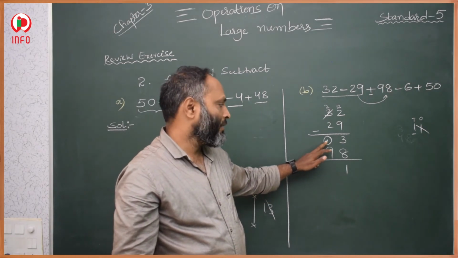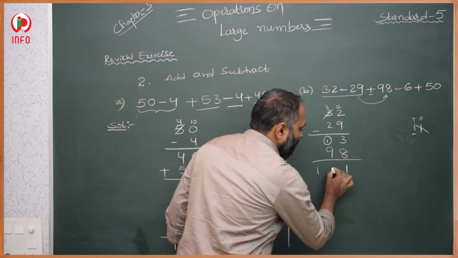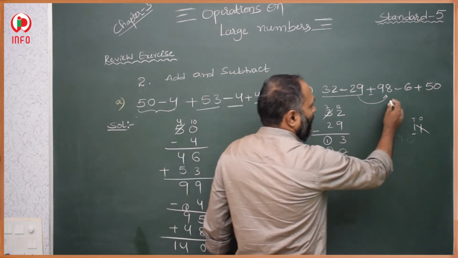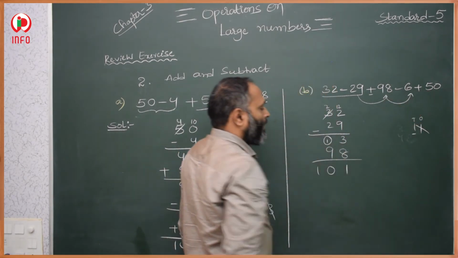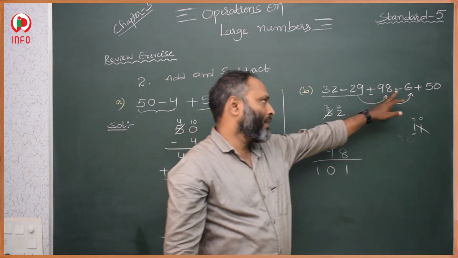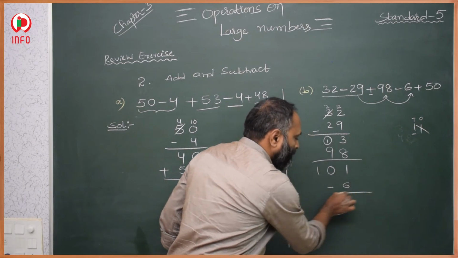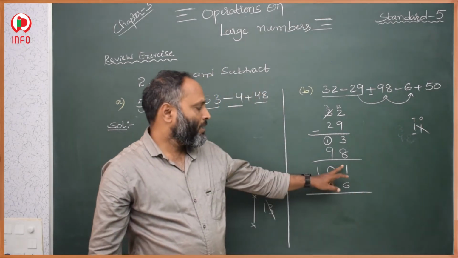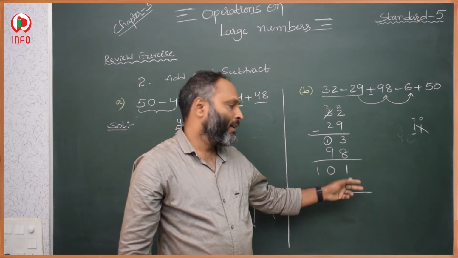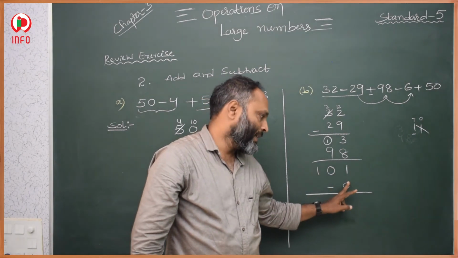Then 9 plus 1 is 10. The answer is 101 till here. After that minus 6 is there. From this sum, meaning total, again we have to minus 6. This is the minuend, this is the subtrahend. Here the minuend is lesser than the subtrahend.